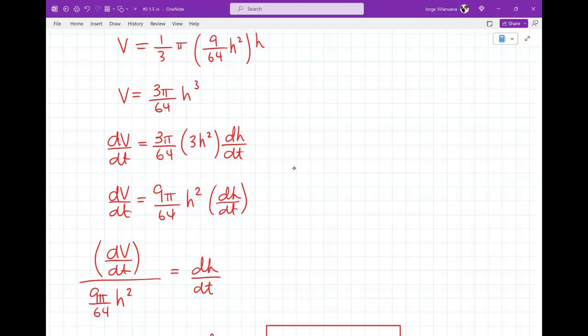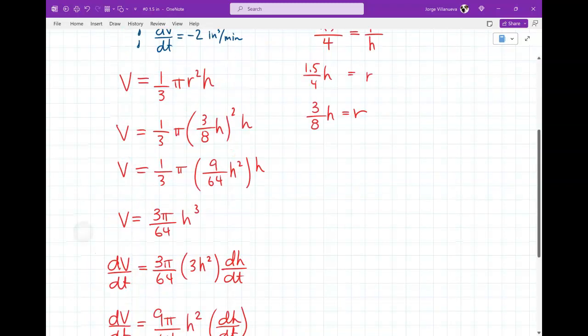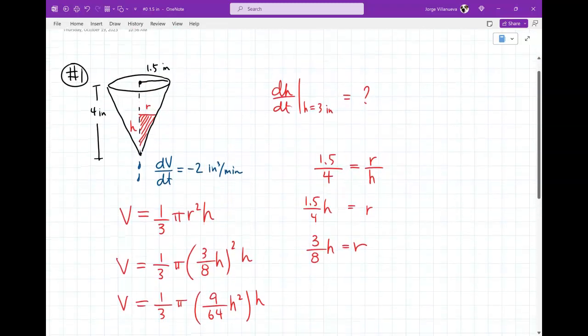Why is the radius 1.5? Because they say that the top is 3 inches across the top. So they gave me the diameter of it. So it'd be half of it, yeah.